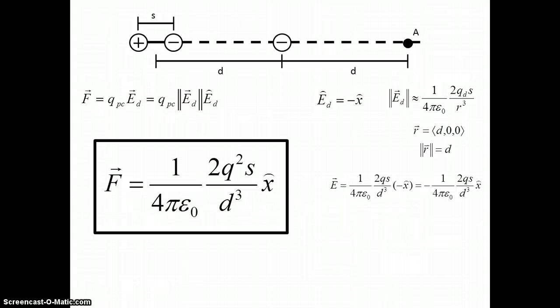Plugging this into the original force equation, we get our final answer. The force is equal to 1 over 4 pi epsilon naught times 2q squared s over d cubed times x hat.